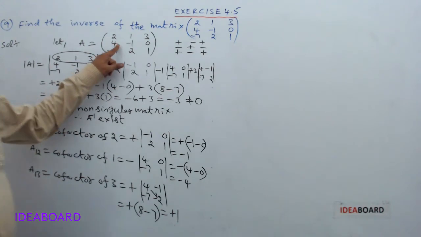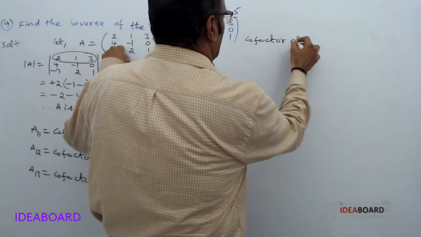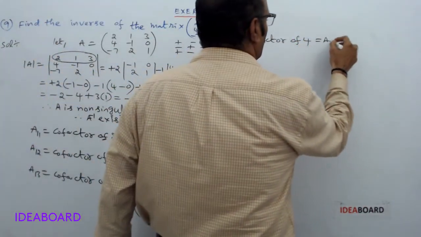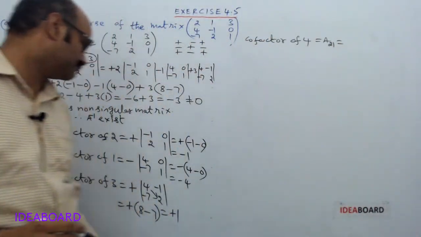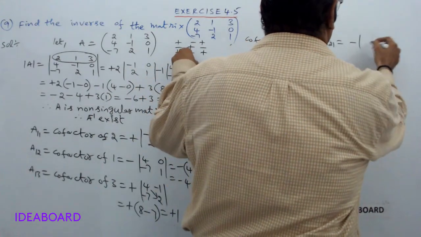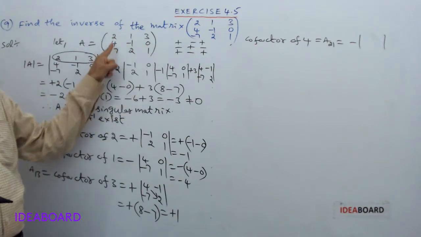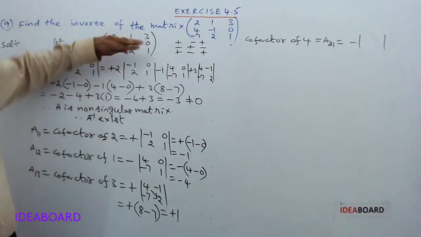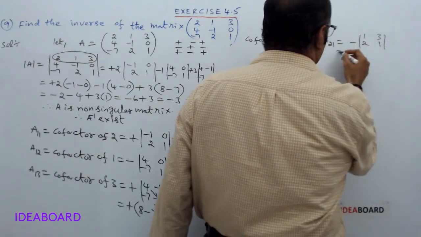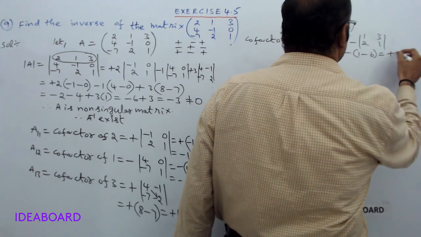Now the cofactor of 4, denoted by A21, we have the sign minus. The determinant of the element 4, which lies in the first column and second row. Then we have 1 3 2 1, the determinant of 1 3 2 1, so minus of 1 minus 2 into 3, 6, so plus 5.